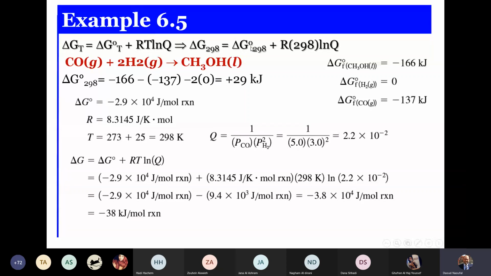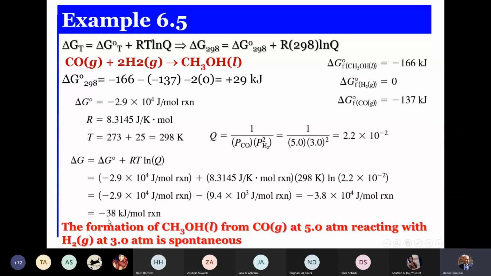We put delta G0 by its value and pay attention that delta G0 is in kilojoule. You have to transform R to kilojoule, or you transform delta G0 to joule and R remains in joule. So we do the calculation and we obtain delta G equal minus 38 kilojoule.